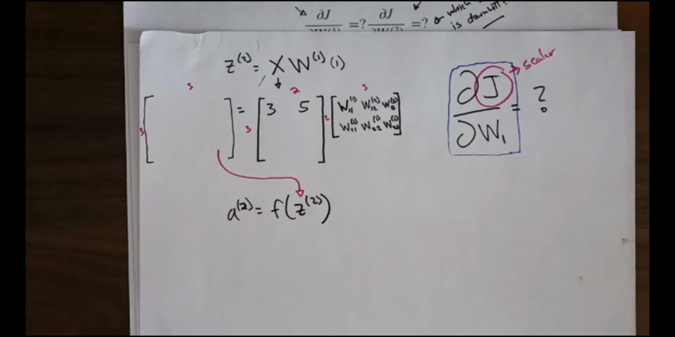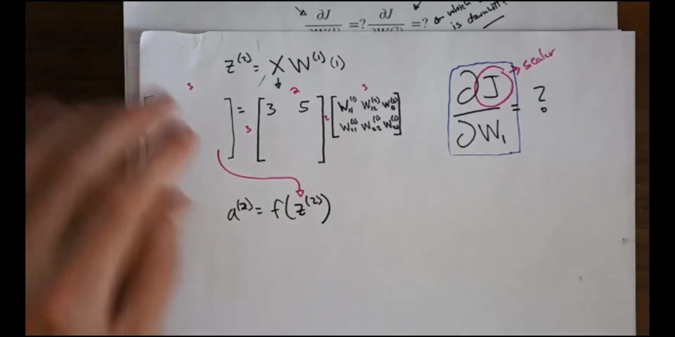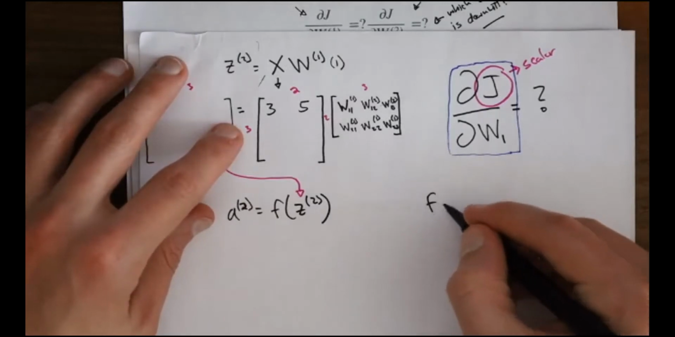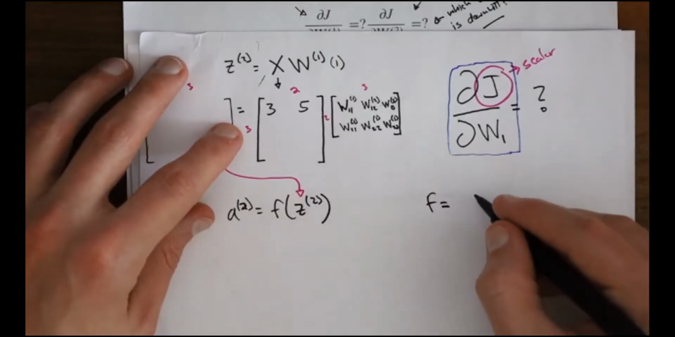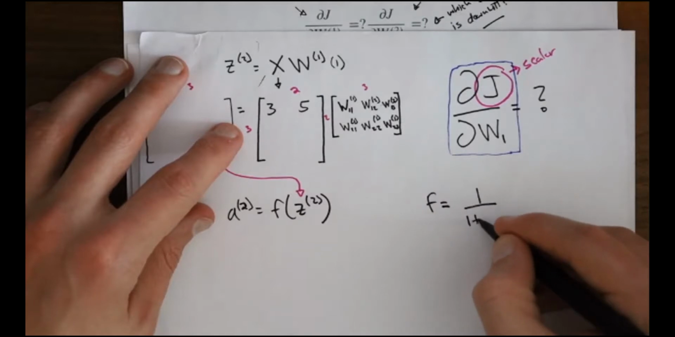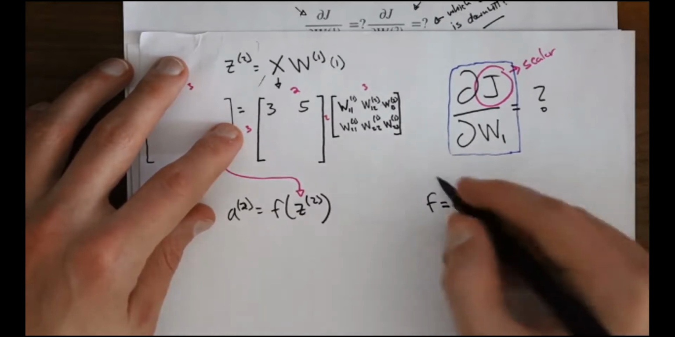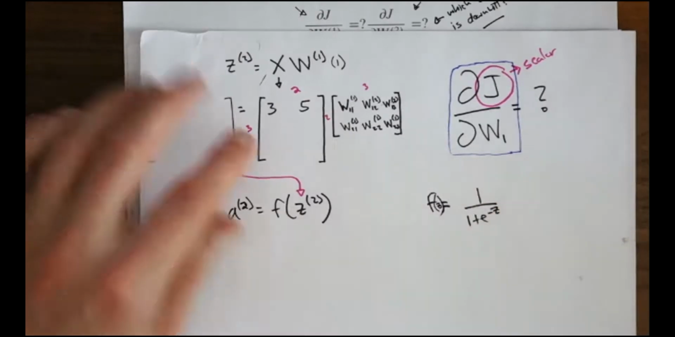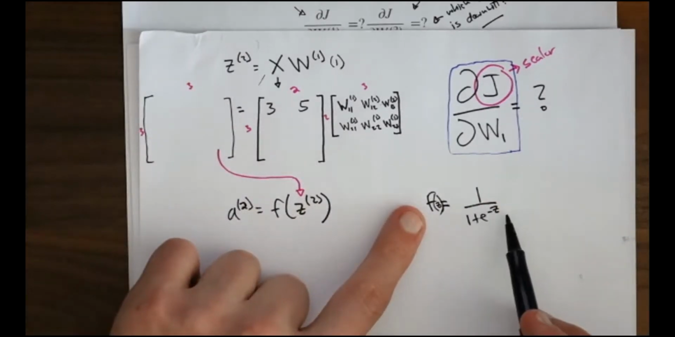It's the activation function, and I'll go ahead and write it right here on the paper just so we have it. So we've got a definition. F, we're using the sigmoid activation function here, which is 1 over 1 plus e to the minus z. That's the definition of F of z. F of z is equal to 1 over 1 plus e to the minus z.